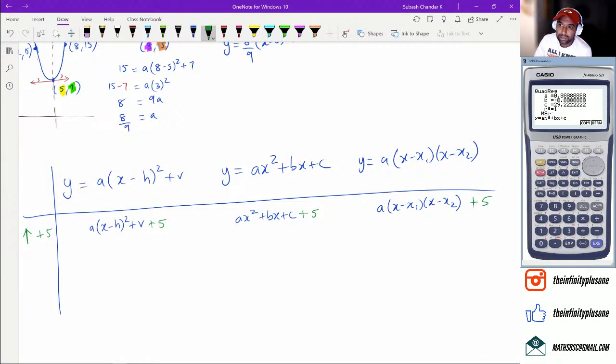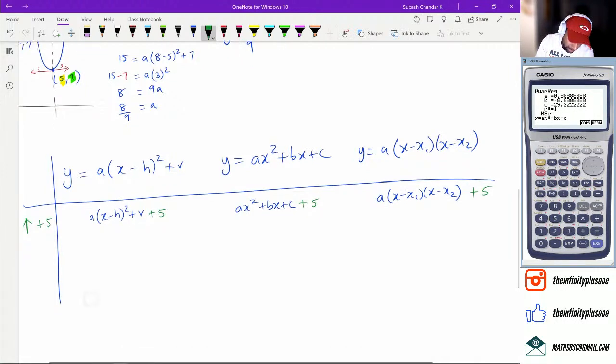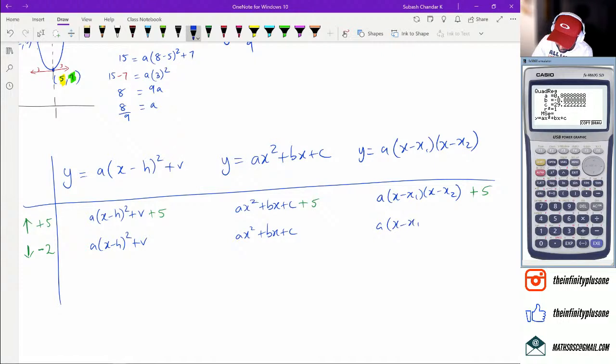Then the next thing is going down, like when it actually heads down. Let's say this is minus 2, for example, then you repeat the same process. What you're going to have is the original function. I'm just going to write down all the original functions, and all that's going to happen is minus 2, and minus 2.